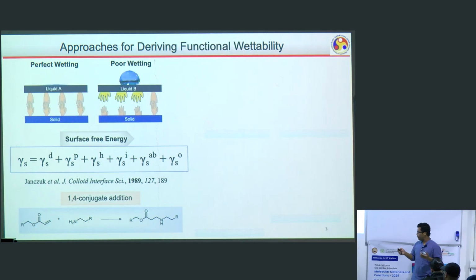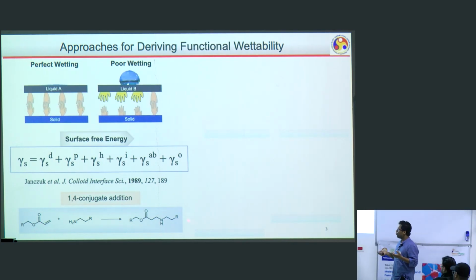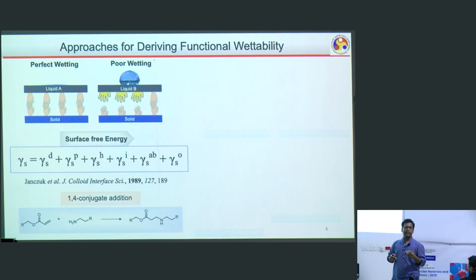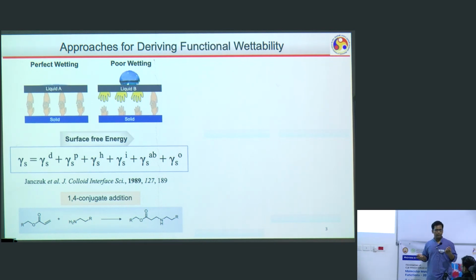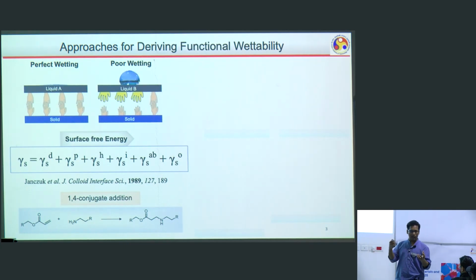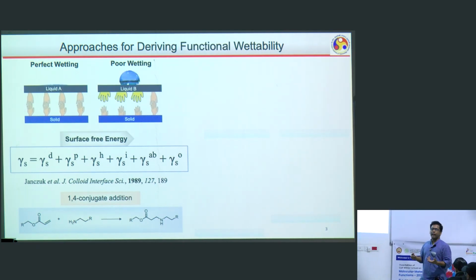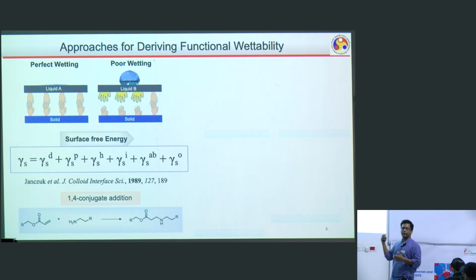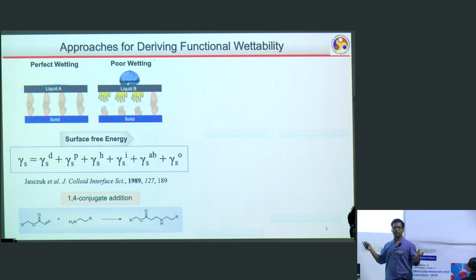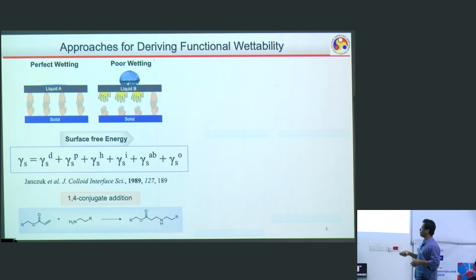So here we thought that this 1,4 conjugate addition reaction would be very handy. Why? This reaction happens at ambient conditions because the reactants we choose have an acrylate and an amine. So the aza-Michael addition reaction happens at ambient conditions, and it doesn't produce any side product. So that concern is no more there in this particular system.